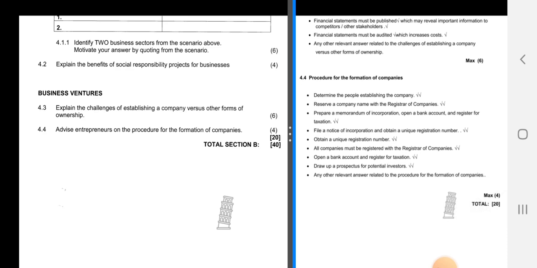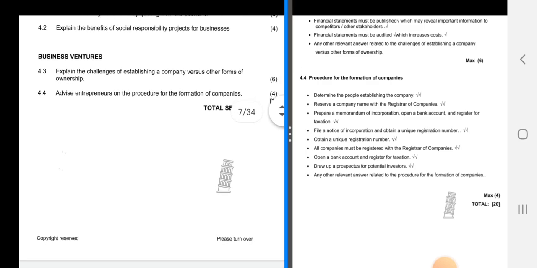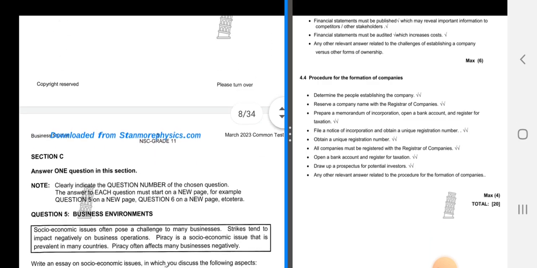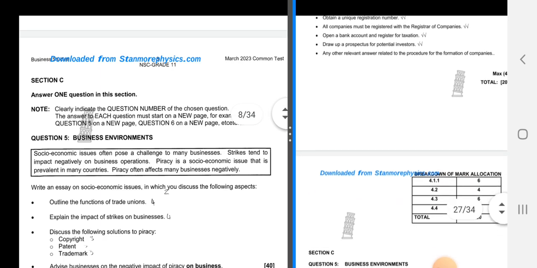Advise entrepreneurs on the procedure for the formation of companies. So you determine the people establishing the company. You reserve a company name with the registrar of companies. You prepare a memorandum of incorporation. Open a bank account and register for taxation. File a notice of incorporation and obtain a unique registration number. All companies must be registered with the registrar of companies. So that is everything there.